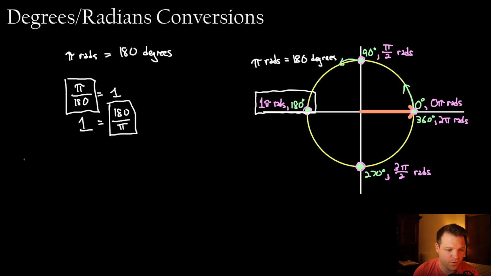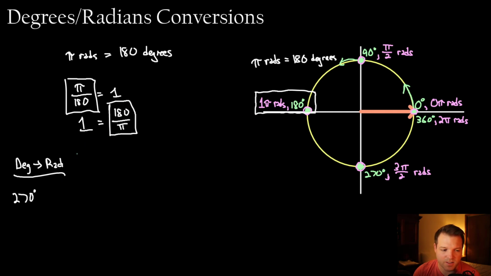All right, so first example, we are going to go from degrees to radians. I'm going to pick one of these just to make sure that it works. So let's go with 270 degrees. I'm going to say I want to convert 270 degrees to radians. So what am I going to multiply by? Pi over 180 or 180 over pi?